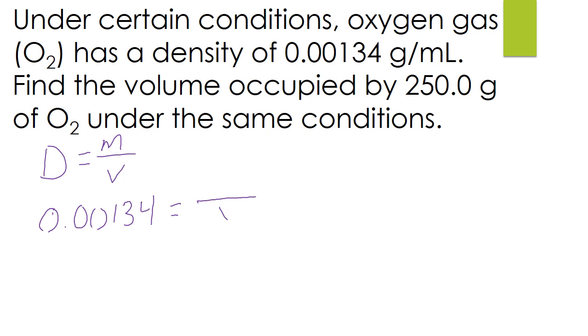Volume is on the bottom. That's our unknown. That'll be x. But we do know the mass. It's 250. Now I have to figure out how to isolate my x variable. To do that, it's on the bottom. We need to first move that to the top so that we can eventually get to something where x is all by itself and I have only x on one side of the equation. So I'm going to multiply both sides by x.